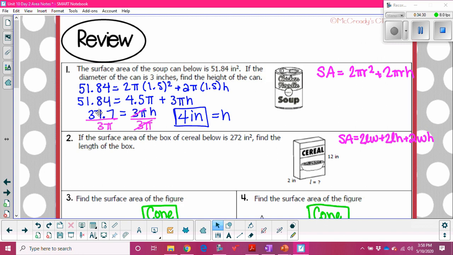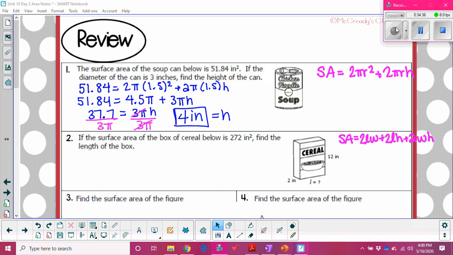Okay? All right, pause this and do number 2 if you haven't done so already. Okay, so looking at number 2, you have a box of cereal, which is a rectangular prism. So here's your surface area formula: 2 times the length times the width plus 2 times length times height plus 2 times width times height. Okay, so I'm just going to fill in here. Okay, so we know the surface area, and the surface area is 272, drawing lines again.